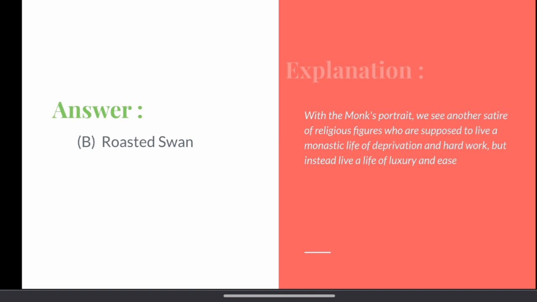With the monk's portrait, we see another satire of religious figures who are supposed to live a monastic life of deprivation and hard work, but instead live a life of luxury and ease. So Chaucer is actually critiquing the system of the time, where the monk is meant to live a life in a certain manner, but in real life the monks are living a life of luxury and ease. So Chaucer is actually critiquing his times.